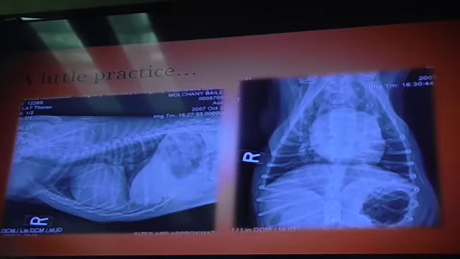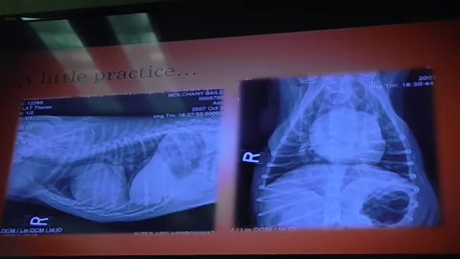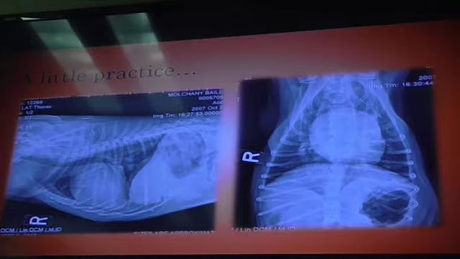Is that dog laying on its tail in the ventral dorsal view? Is it laying on its tail? Yeah. You see the spinal cord, and if you move cranially, it gets smaller and smaller, and it looks like a tail. No, right side. This.